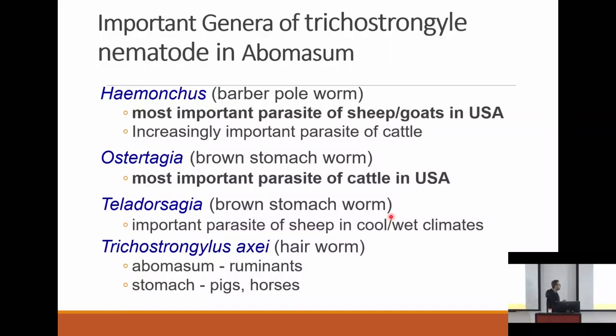So now we'll cover the most important genera of Trichostrongyles, but today we'll just focus on Haemonchus. It is the barber pole worm, highly pathogenic, the most important parasite of sheep and goat in the USA, and an important parasite of cattle as well.